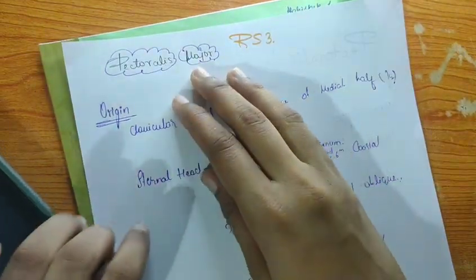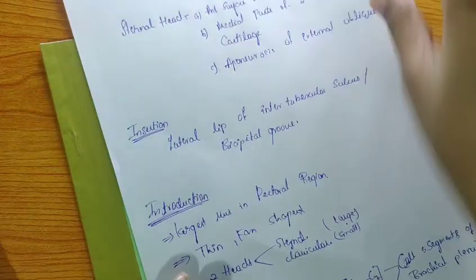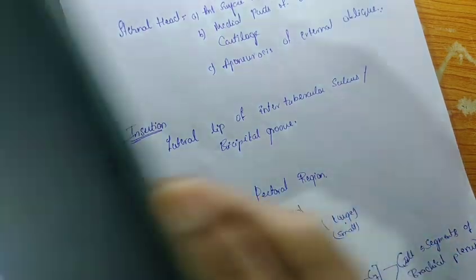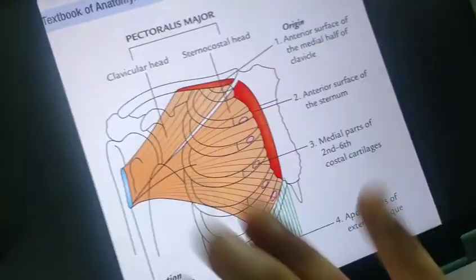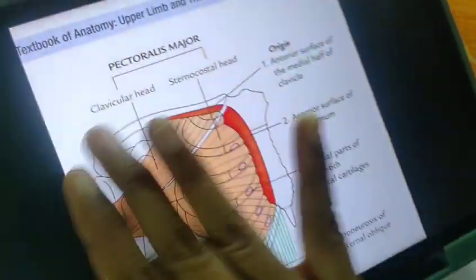In this video, I'll be teaching you the RS question, that is RS3, the pectoralis major muscle. Introduction: this is the largest muscle in the pectoral region. As you can see, this is the pectoral region, this is the largest muscle, and this is a thin flap, which is the largest muscle in the pectoral region.